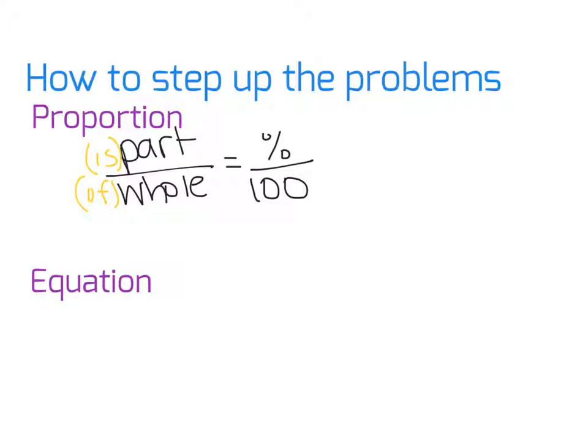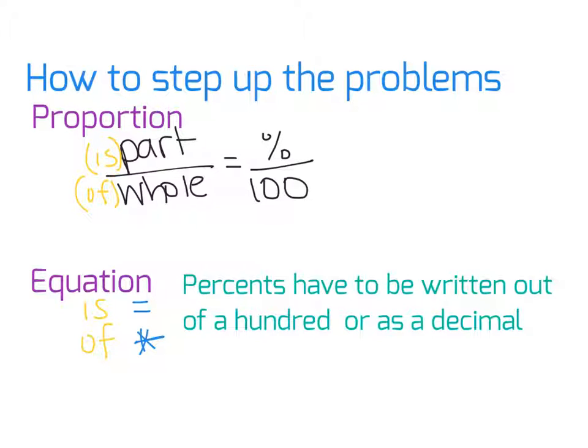If you want to set up an equation, you're going to use some keywords. The keywords you're going to use, once again, are "is" and "of." "Is" is going to signify the equal sign. "Of," remember, usually means multiplication in math. And then whenever it says, what is, that's where you're going to have a variable. An important thing to remember about an equation, though, is that percents have to be written as out of 100, so as a fraction, or as a decimal.